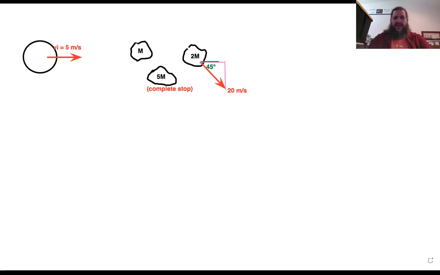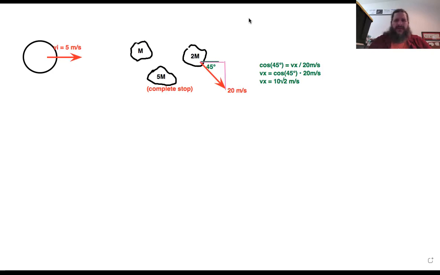And then Vx will be cosine 45 degrees times 20 meters per second. Cosine 45 is root 2 over 2. So we're going to end up with 10 root 2 meters per second. So that'll be the x component. And the y component is going to be the same, although since it's to the south, we'll probably want to call that negative.